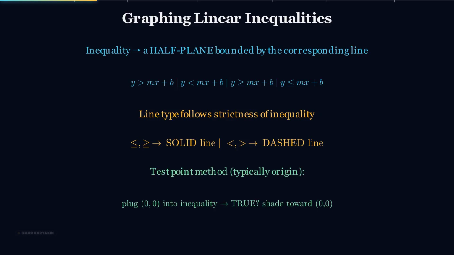Step 1 in the workflow. Draw the boundary line. Convert the inequality to an equality by replacing the inequality symbol with an equals sign. Graph the resulting line using any of the methods from the previous lessons, and choose the line style based on the strictness of the original inequality. The boundary line divides the plane into two halves and is the visual reference for the shading step.